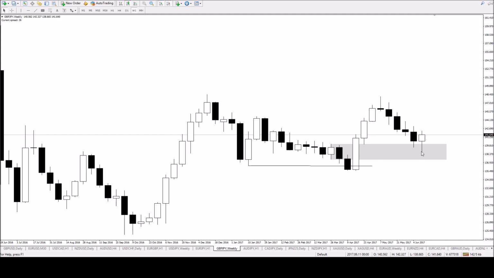Now what has price done? Come back into it, push back up. So where's the next area? We've taken out last week's low, and then it's going to be the high. Take out the high there. So the high comes in at 143.092. So short term targets, obvious targets are going to be 143.092.